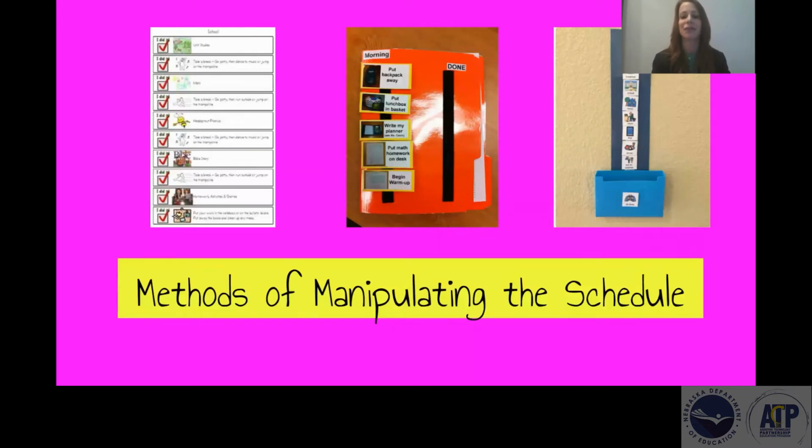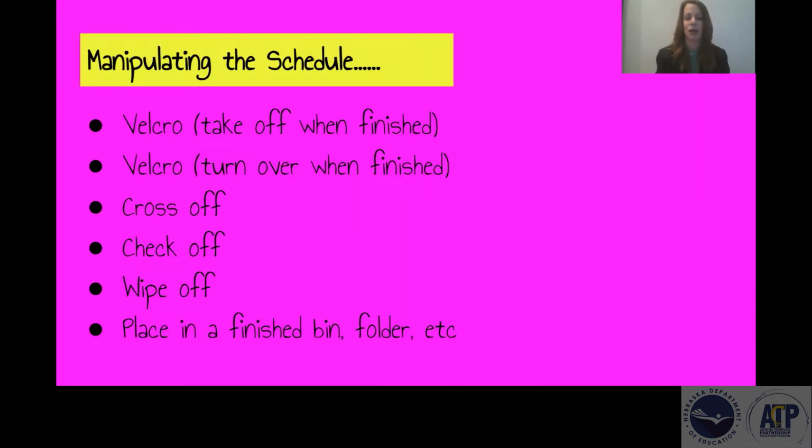So the methods of manipulating a schedule are really important. Let's look at some. Remember, because I talked about finished, we have to have a way to indicate finished. So is it a Velcro schedule, which you can have with pictures or words, but will they take it off when they're finished? So I finished reading, I take it off. Or is it Velcro that you turn over? I've had those too. So I finished reading and I turn it over, and on that side it says finished, and you Velcro that on.